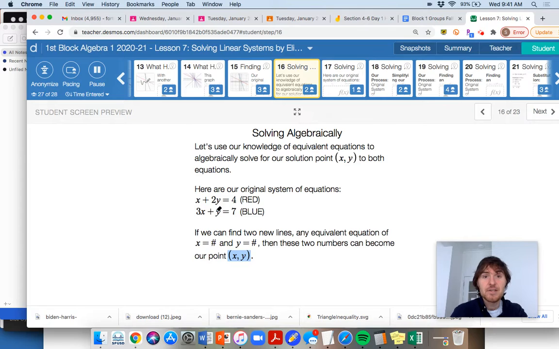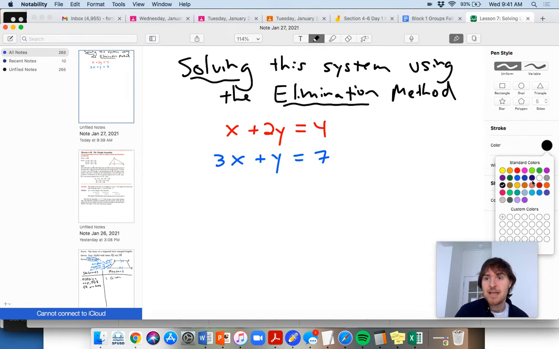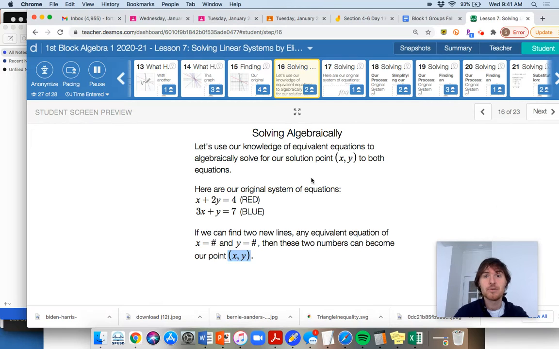If we're trying to solve this system, and this assignment is your introduction to this, we're trying to solve this system using something called the elimination method. That might mean adjusting these equations so that we can add them together and eliminate a variable. That's my introduction, and we'll go into it in a second.